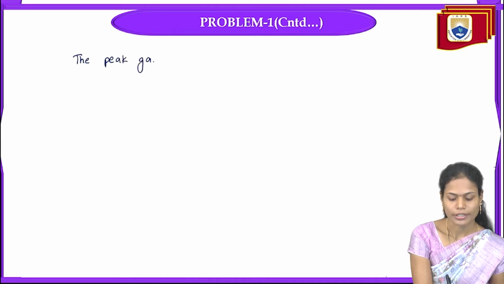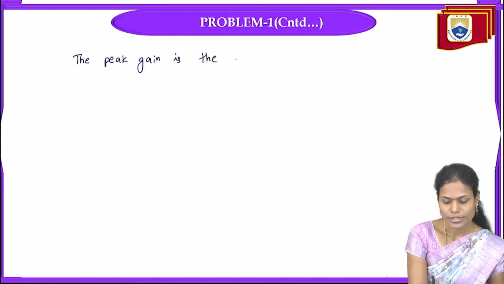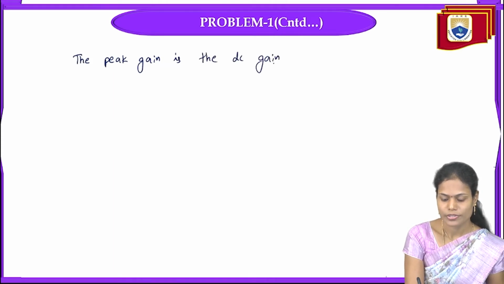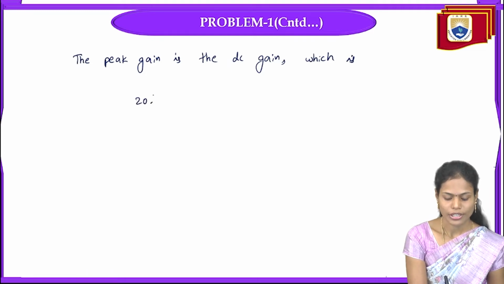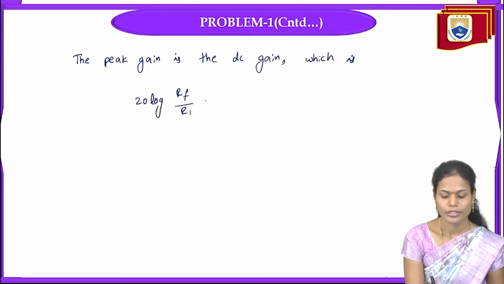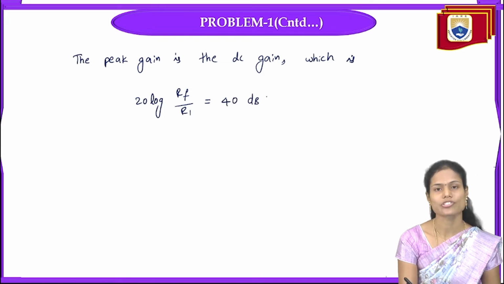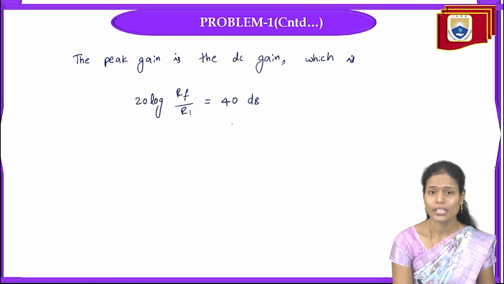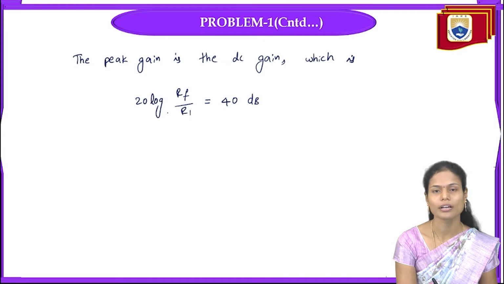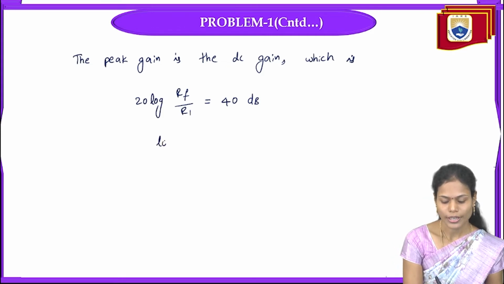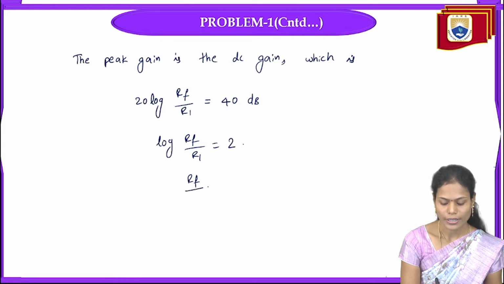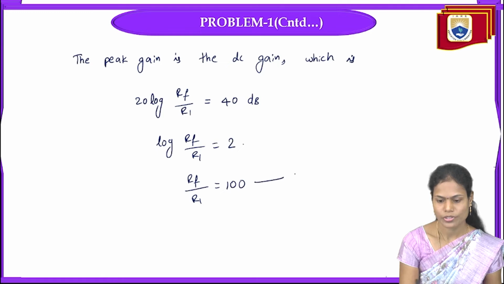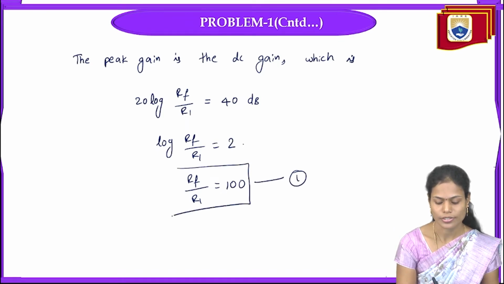The peak gain is the DC gain of the integrator, which we can write as 20 log RF by R1. This is the formula for DC gain, given in the problem as 40 dB. Actually RF by R1 is the DC gain, but in the problem it is given in decibels, so we take 20 log RF by R1. So log RF by R1 is equal to 2, and RF by R1 is 100. I am taking this as my first equation, the DC gain.